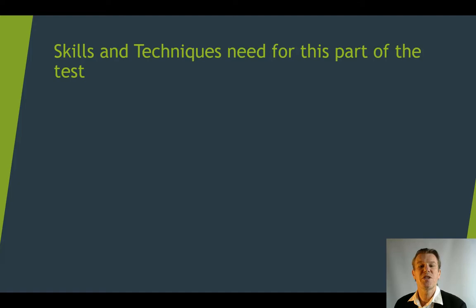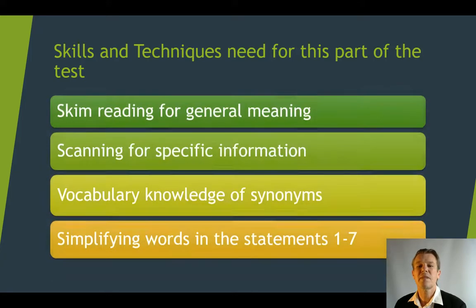Skills and techniques you need for this part of the test are as follows. Skim reading for general meaning. This you need in most of the parts of the exam, so we'll spend quite a lot of time on this and how to use this skill properly. Same as scanning for specific information. This can be used in part 3 of the exam as well, so we'll look at this in detail in a minute.